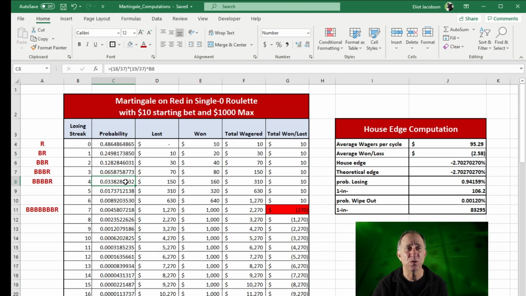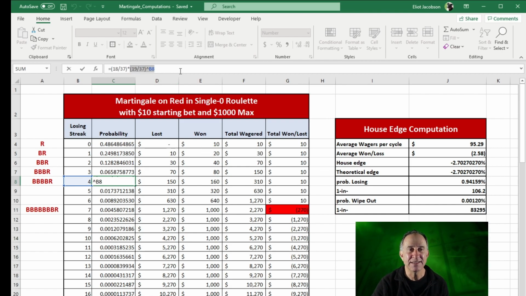Now, I use a formula in Excel that makes it a little bit easier to do this. You notice here is my final win, 18 out of 37. Well, how many losses did I have? I look at this cell B8, that's this cell right here, and this tells me how many losses I have. So I'm simply taking 19/37 and raising it to that power. That's how many losses I had in a row. And then I have this particular win.